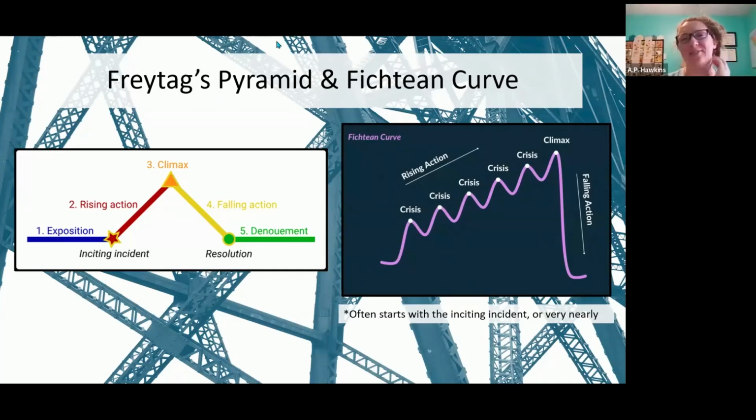But anyway, one really good example of the Fitchian curve is The Martian. If you've seen The Martian, or even if you've read it, even in the book, The Martian is a really good example of the Fitchian curve. It starts right away with that inciting incident. He's alone on Mars and he has to figure out how to survive. So yeah, if you haven't read The Martian or seen the movie, I definitely recommend it. It's a really good example of this type of storytelling structure.